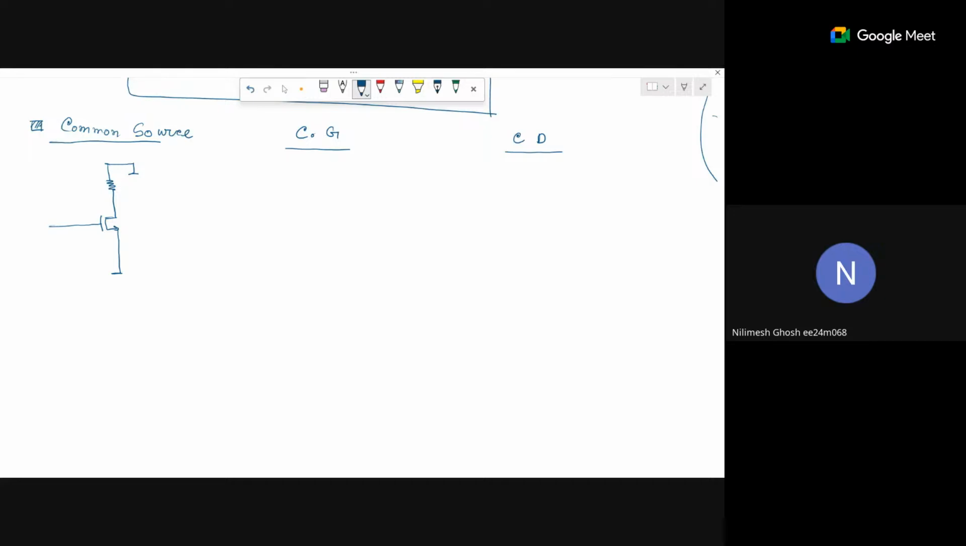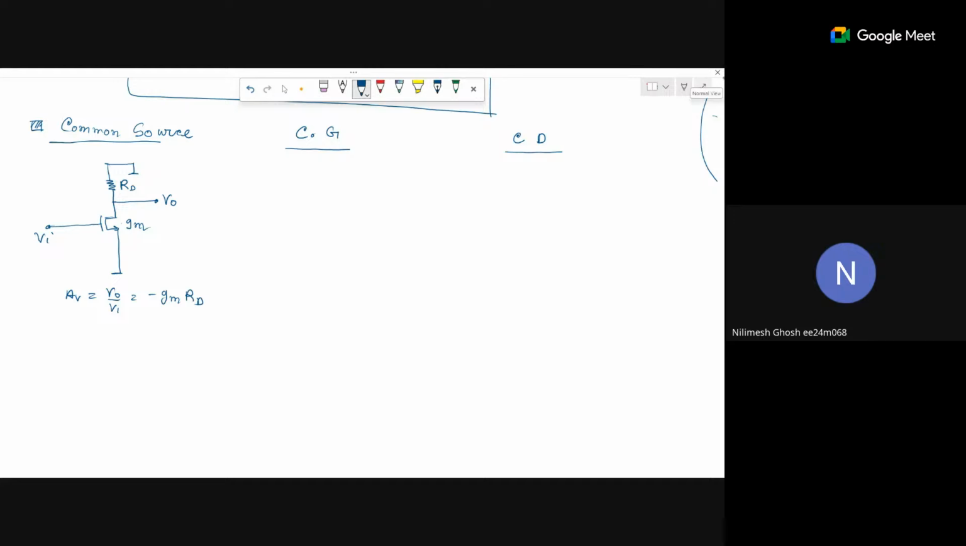This is V naught. This is our Vi. R D. Let's say gm is given. gm is the transconductance parameter of this amplifier. So the voltage gain Av, which means V naught by Vi, is equal to minus gm RD. I discussed this till now, so we can say that.